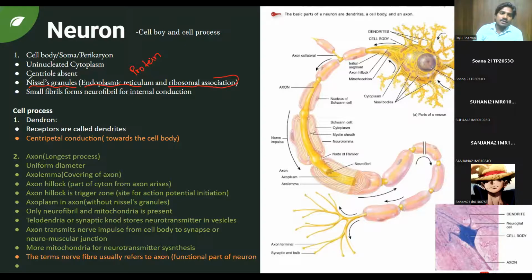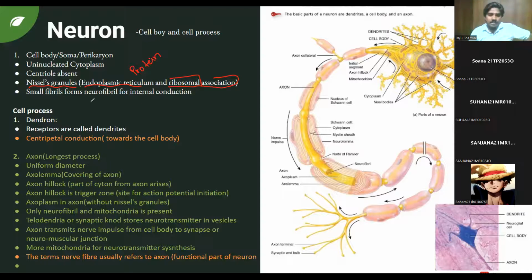So this is the name of the scientist who discovered these granules inside the cyton of the neuron. So that is why it is called as Nissl's granule. So what is Nissl's granule? It is made up of endoplasmic reticulum and the ribosomes. सबको याद रहेगा? Yes. हाँ सर.